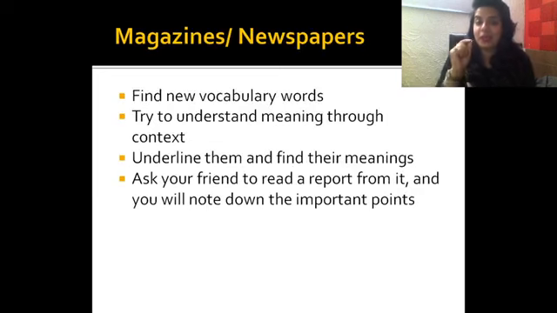Then read magazines and newspapers. I'm not asking you to read the whole magazine or whole newspaper. I'm just asking you to find new vocabulary words. Number 1, try to understand the meaning through context. Read a particular section, whatever you like. It could be sports, it could be lifestyle, it could be entertainment, it could be editorial. Ask a friend to read a report from the paper and then you can jot down important points.